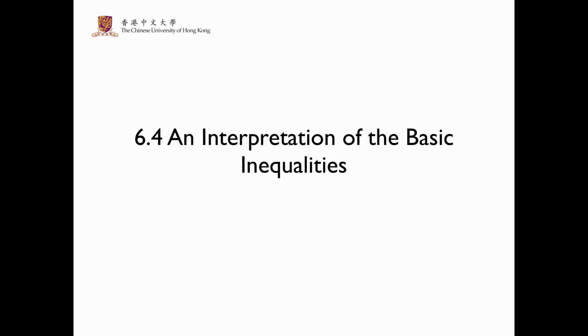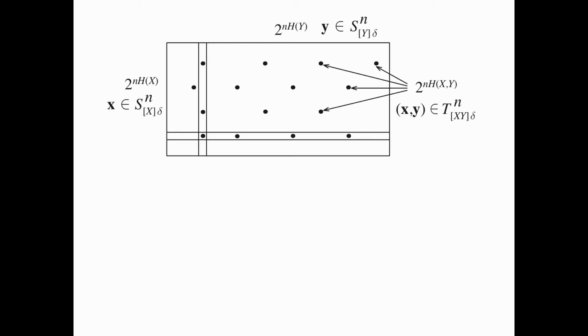In section 6.4, we give a combinatorial interpretation of the basic inequalities. Recall that in the two-dimensional strongly joint typicality array, there are approximately 2^{nH(X)} rows, approximately 2^{nH(Y)} columns, and approximately 2^{nH(X,Y)} number of dots.